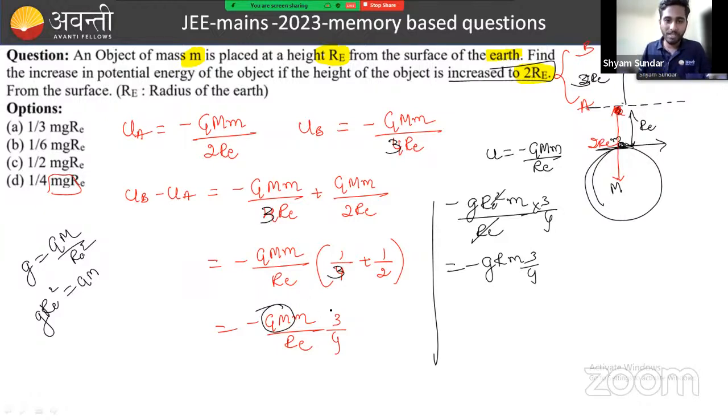If you do this now, you will get 1 by 6. It will be 1 by 6. You need to take from the surface level. Already they told it is at a height of RE. Next we are increasing the height of the object from the surface level by 2RE. Hence it will become 3 RE. I made a small mistake. Rearrange that one. Hence the correct option will be option B. Option B is the correct answer.